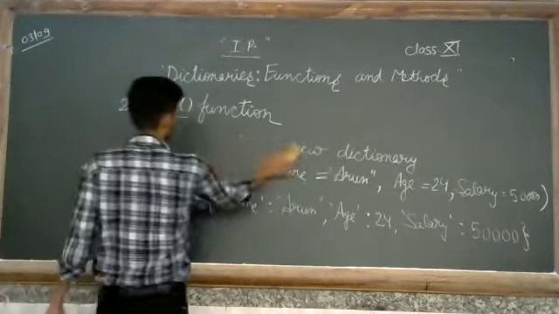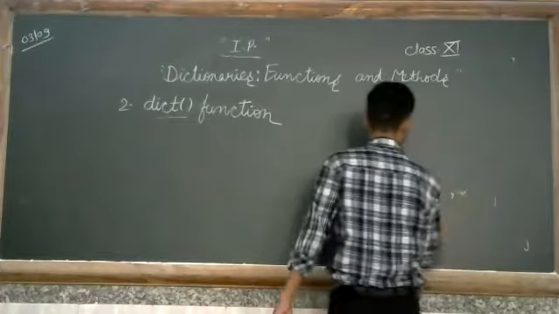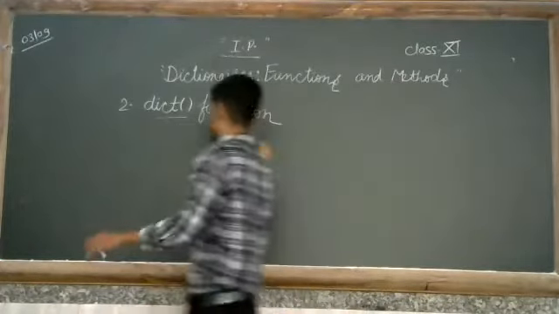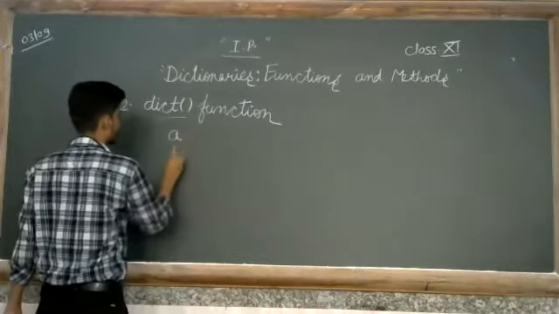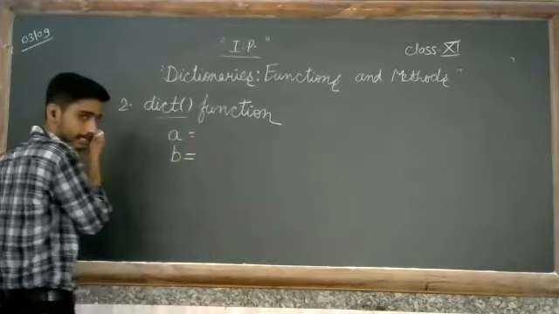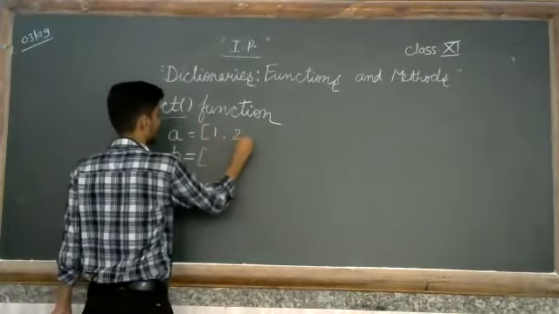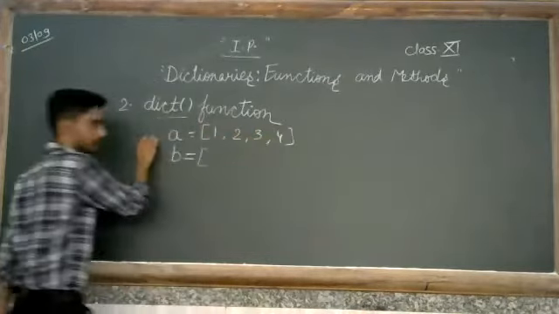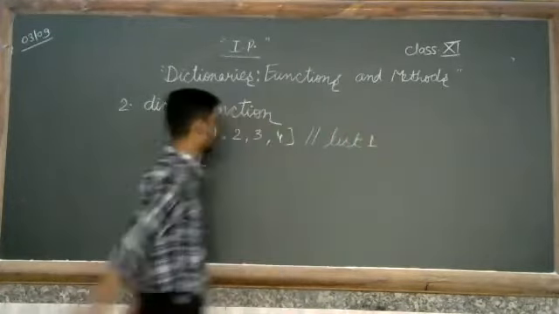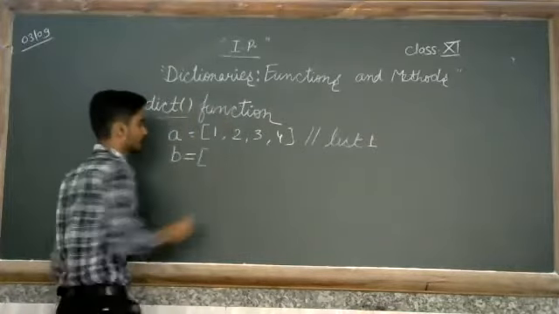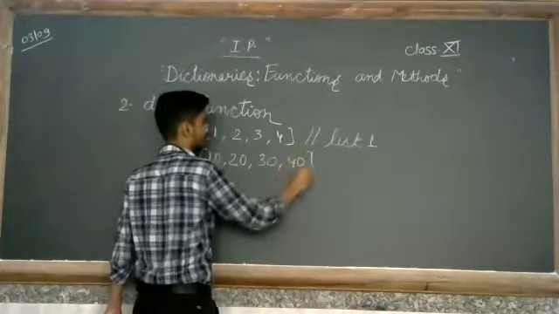We can also pass a predefined list or predefined dictionary into this dict keyword, as I have told you earlier also. Supposing we are having two lists, let's say list A and list B. The list is denoted with square brackets, as all know, in which I am having 1, 2, 3, and 4. This is my list 1, and this will be my, let's say, key. Now it has 10, 20, 30, and 40. This is my second list.